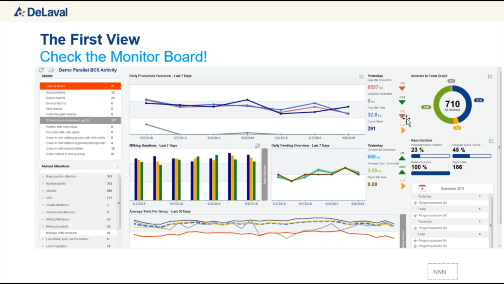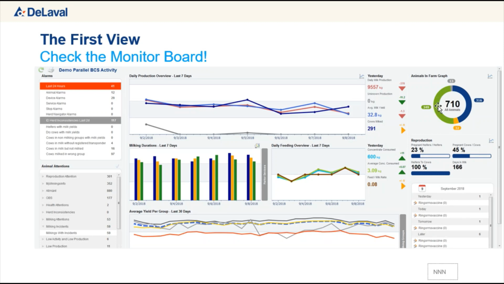So guys, when we open the software, this is the first screen which we see. We call it monitor board. Many people call it as dashboard. So you can call it the way you like it. If you see, it is divided into three parts.